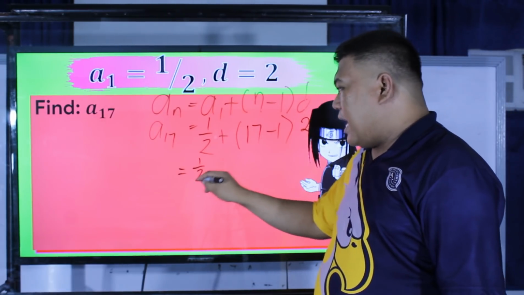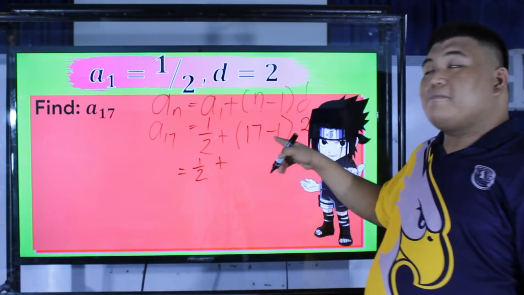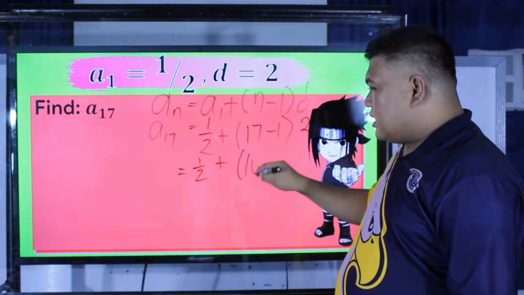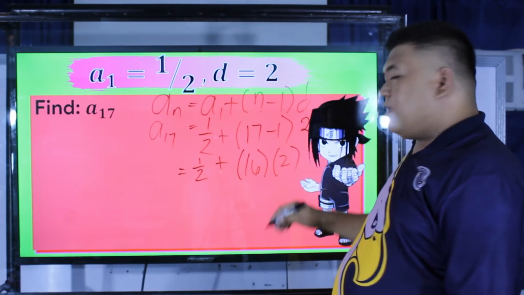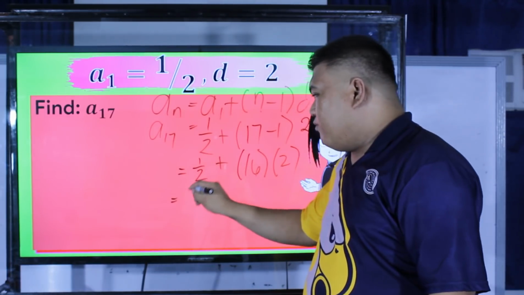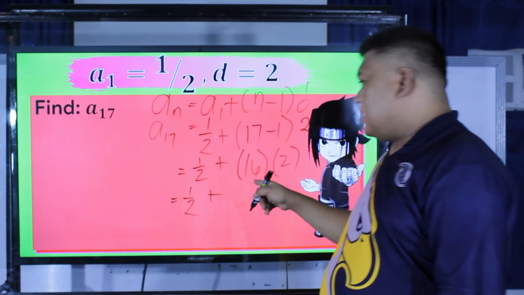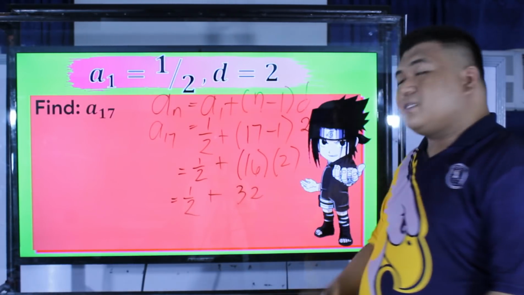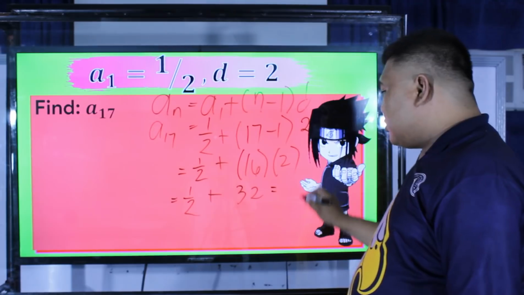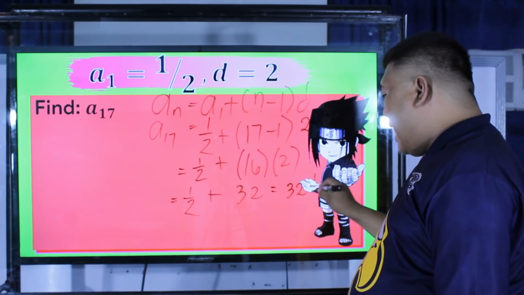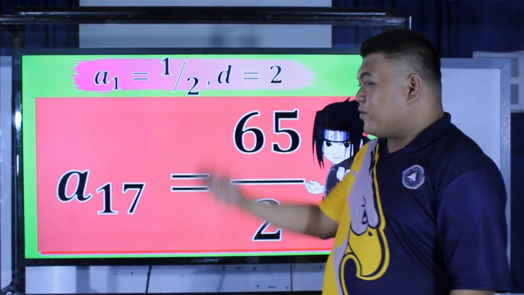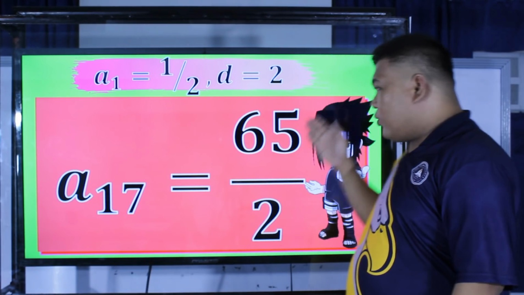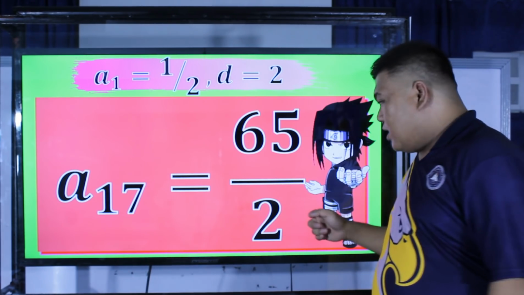Simplifying, we'll have 1 half plus 17 minus 1, which is 16, times the common difference of 2. So we'll have 1 half plus 16 times 2, which is 32, and 1 half plus 32 is equal to 32 and 1 half. So therefore, our 17th term is equal to 65 over 2.